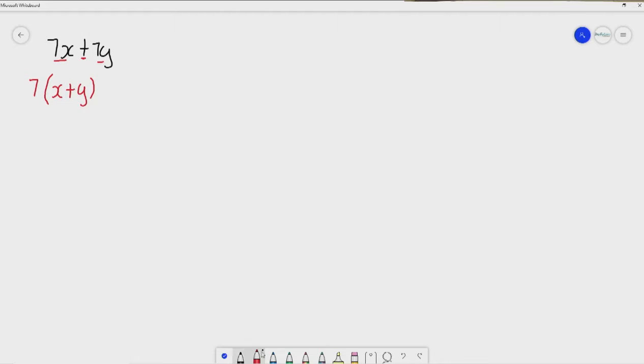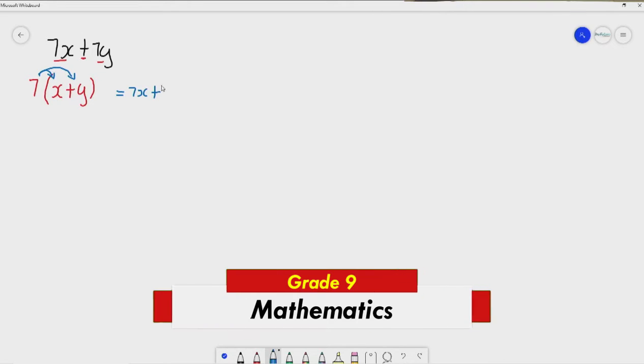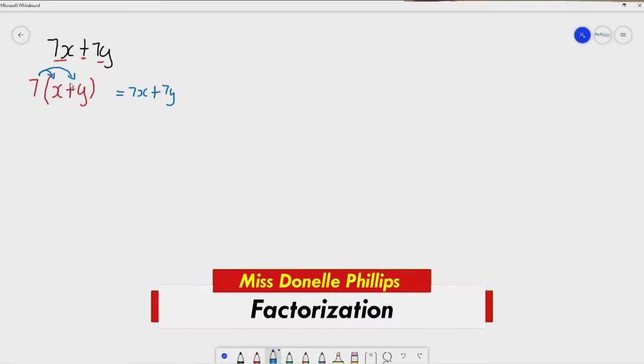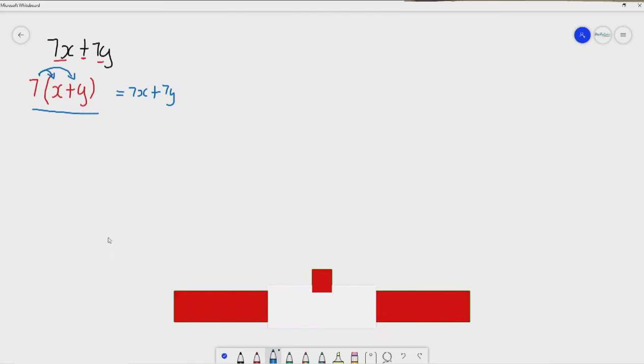And we close bracket. Now we can check to see if when we clear the bracket, if we would get back what we started with. So we would need to multiply 7 by x and then add that to 7 by y. So 7 times x would give us 7x plus 7 times y, 7y. So when we factorize 7x plus 7y using the common factor method, we get 7 into x plus y.